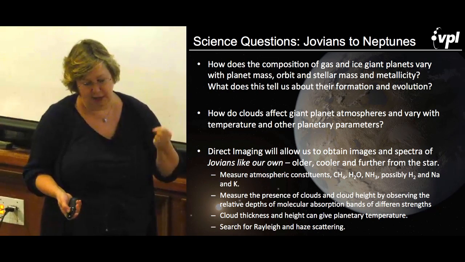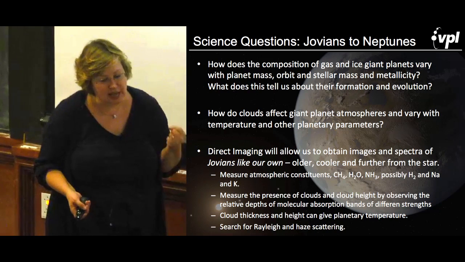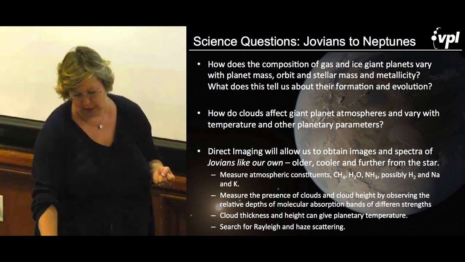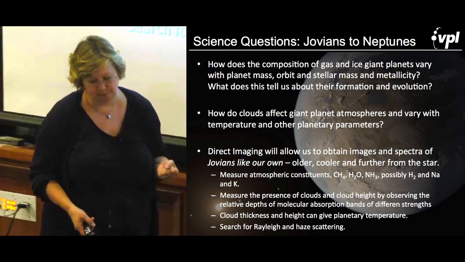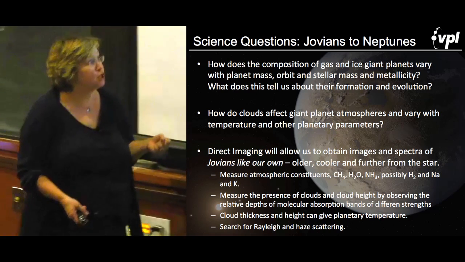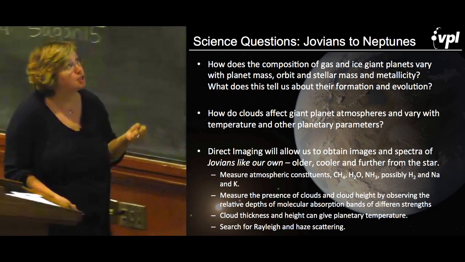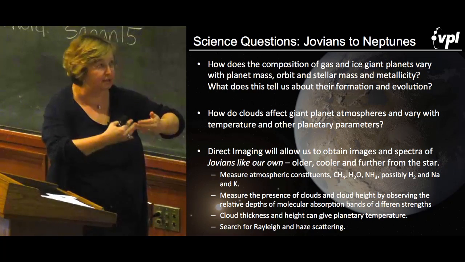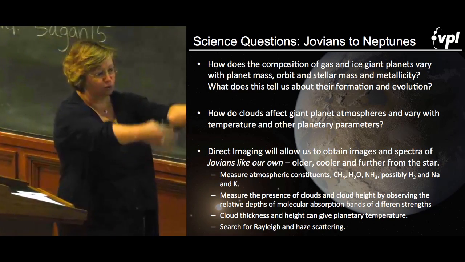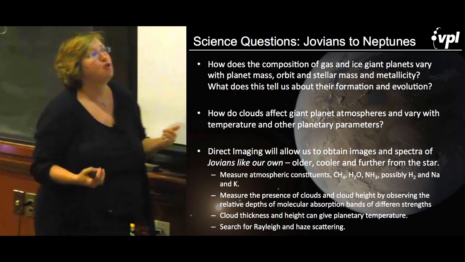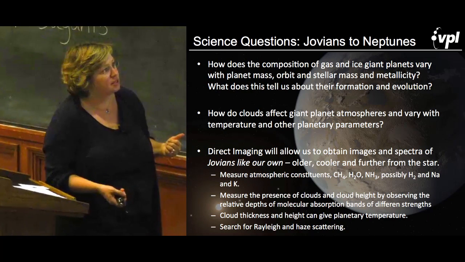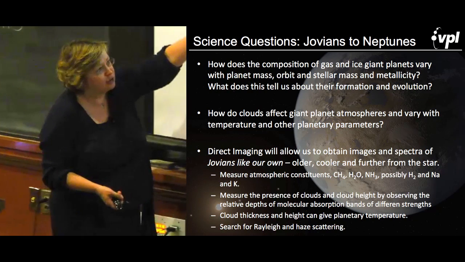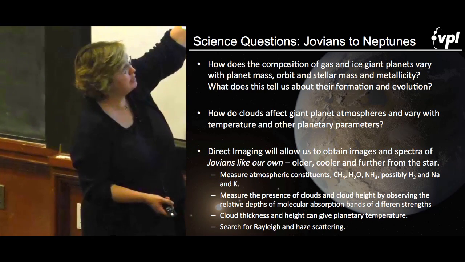And of course, fundamentally, the thing that sort of dogs us in transit transmission is how do clouds affect giant planet atmospheres and vary with temperatures and other planetary parameters, since we have a better chance of getting down through them. So direct imaging will allow us to obtain images and spectra of Jovians like our own. That's, again, the takeaway image. Not hot Jupiters that are close to their star, which is what transit transmission gets us, but cool, average, normal Jupiters, or at least we hope they're normal, sitting out in their planetary systems. We'll be able to observe a bunch of gases: methane, water, ammonia, possibly hydrogen in some cases, and some sodium and potassium.